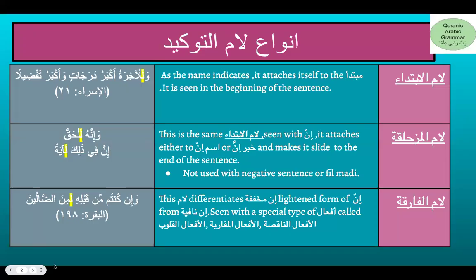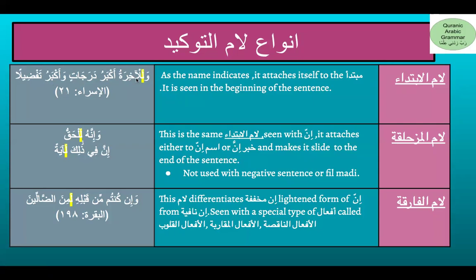The first type of lam that we are going to learn together is going to be lamul ibtida. As the name indicates, it attaches itself to the mubtada of the sentence. It's going to be seen in the beginning of the sentence, as we can see here in Surah Al-Isra, verse number 21. وَلَلْآخِرَةُ أَكْبَرُ دَرَجَاتٍ وَأَكْبَرُ تَفْضِيلًا.